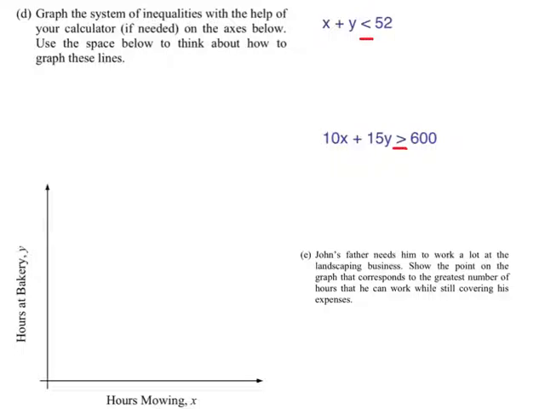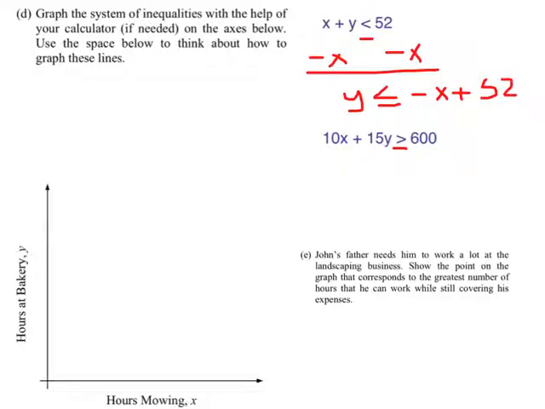Okay, so on this one right here, I would move the x to the other side, and you will end up with y less than or equal to negative x plus 52. Okay, and this one right here, after you do your magic, I'm not going to show you all the steps, but you will get y is greater than or equal to negative 2/3 x, and it's going to be plus 40 when you do all the reducing. So those are our two equations, all right? Well, we're going to graph them.